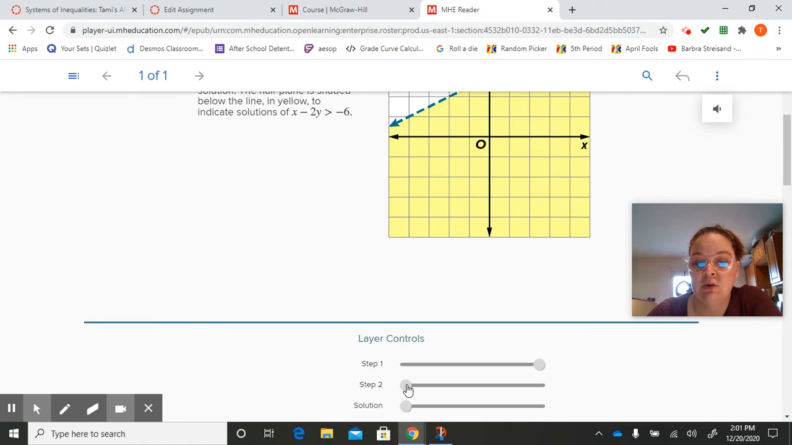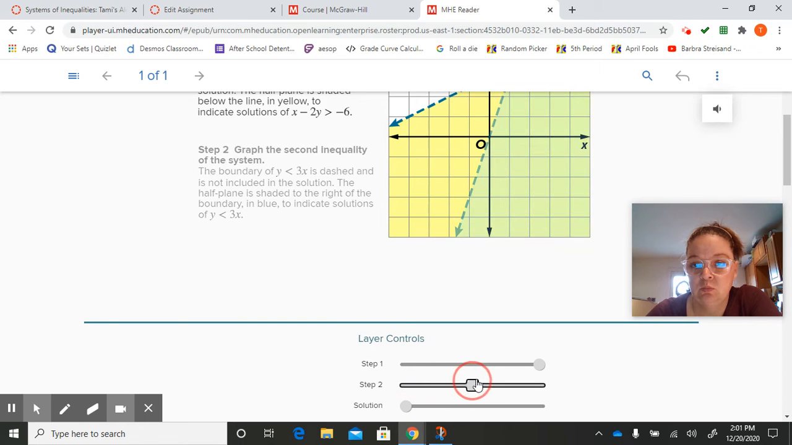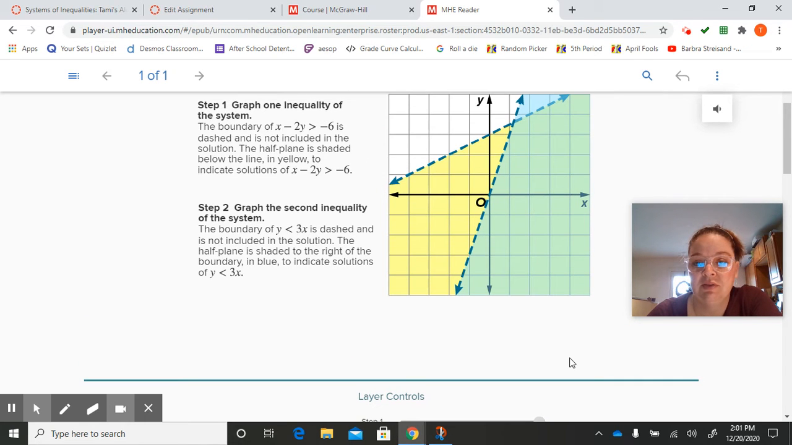The next step is to graph the other inequality. So when we graph that inequality here, it is y less than 3x. And it's a dashed line again because it's strictly less than. It's crossing at 0 because there is nothing written specifically for the y-intercept. It doesn't have a plus something, so it's crossing at 0. It's going up 3 over 1, and it is shaded over here. You can see that light blue. That's what's covering this part over here, making it green.